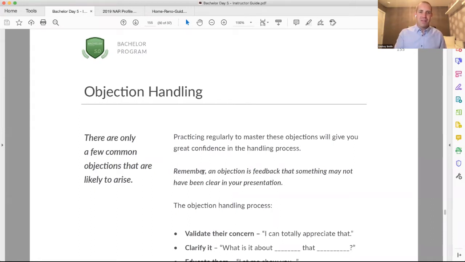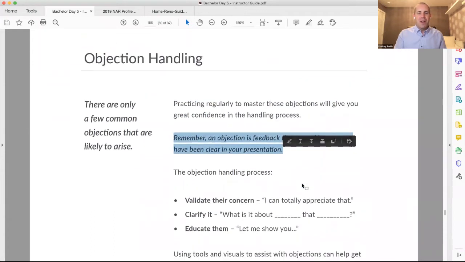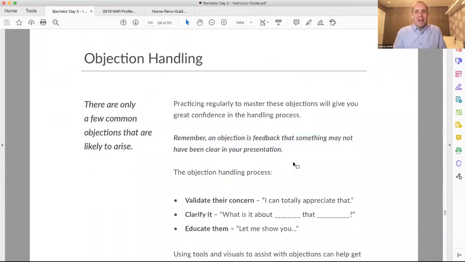I love this next point that I'm just going to highlight, and that is, remember, an objection is feedback that something may not have been clear in your presentation. So once you go through and figure out these objections, once you make a list of them, I want you to go back to your listing presentation, go back to your pre-listing phone call, or however your process is in your pre-listing package, and figure out how you're going to deal with these questions in advance so they don't come up later.